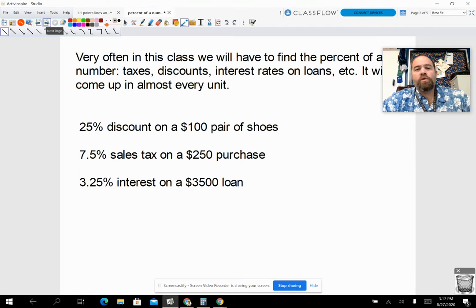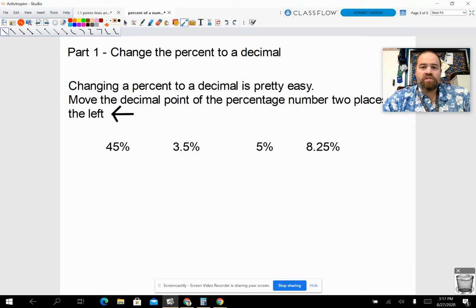The big ones that we'll be doing is if we were to be calculating a discount on a number, like the discount on a pair of shoes. Interest rates, whether it be sales tax or interest rate on a loan or in a savings account that you're getting paid back. So the calculation is basically the same every single time. What you're going to have to be able to do first is change your percent into a decimal that you can do the calculation with.